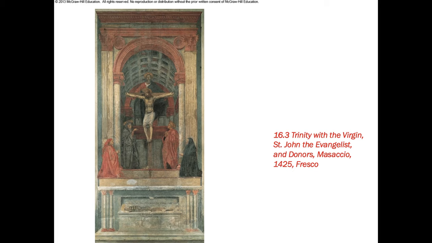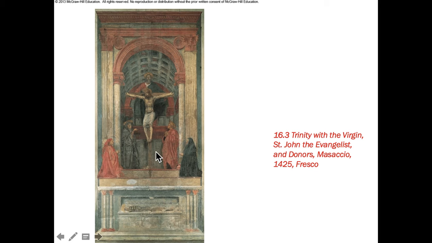Masaccio is using some architectural elements. This is a real coffered ceiling from a real place, a real building. And then our one-point perspective brings us a little bit lower. I think it's lower here, and we have our hand pointing to it as well.